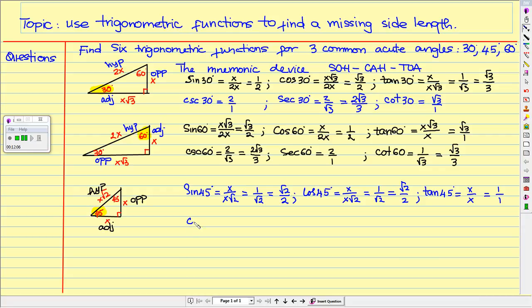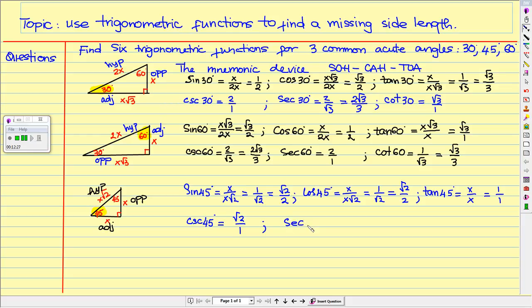So the reciprocal of sine will be cosecant. So we do cosecant of 45 degrees. We need to flip the fraction. So I'm going to just go ahead and take this fraction, 1 divided by square root of 2. If I flip it, it gives me square root of 2 over 1. So that will give me cosecant.